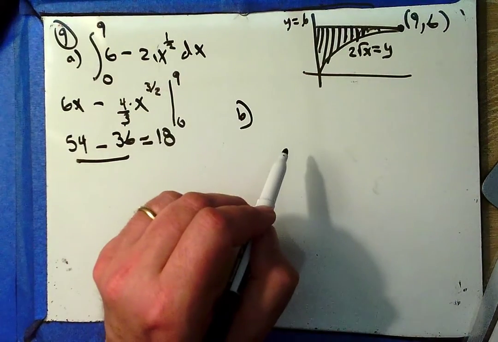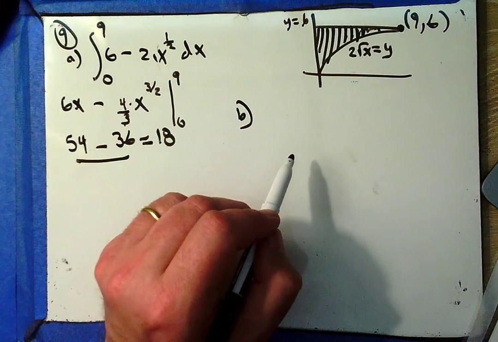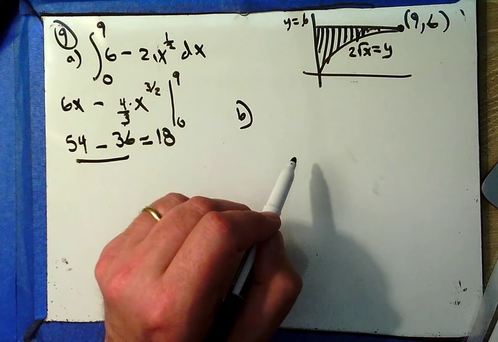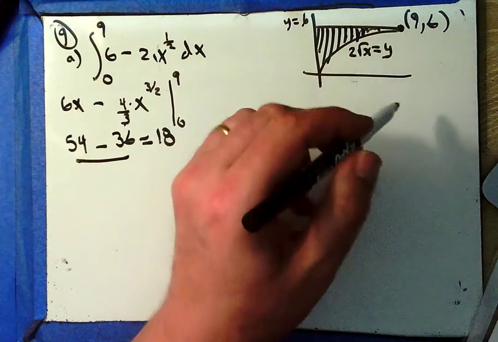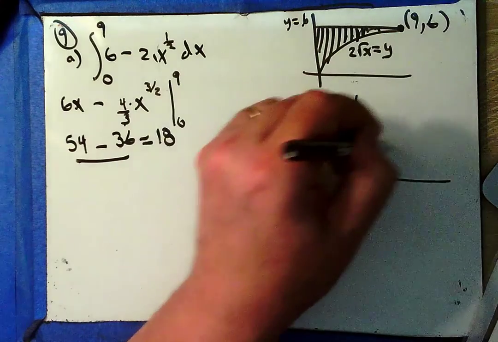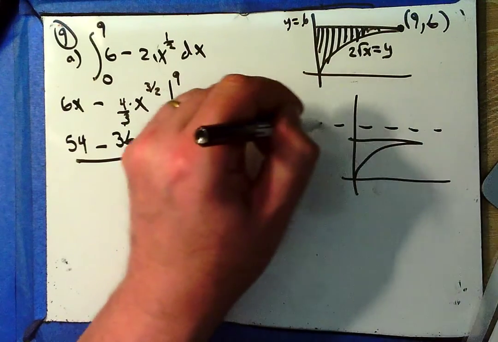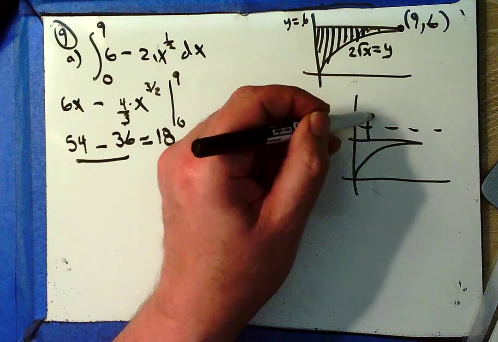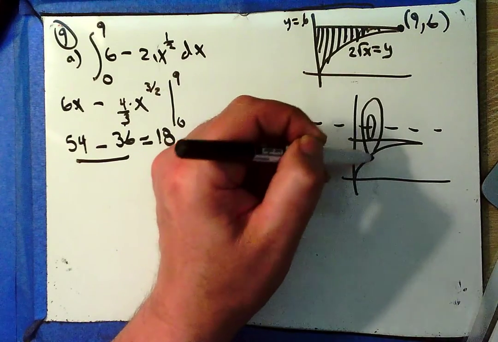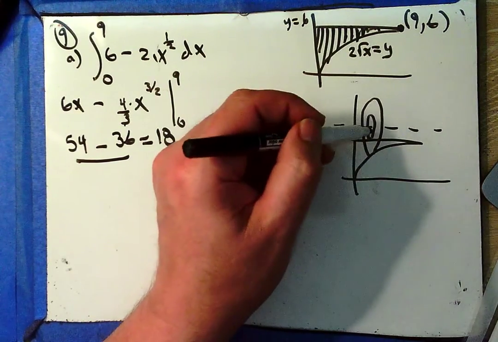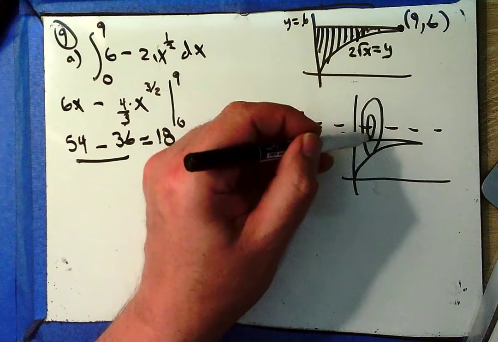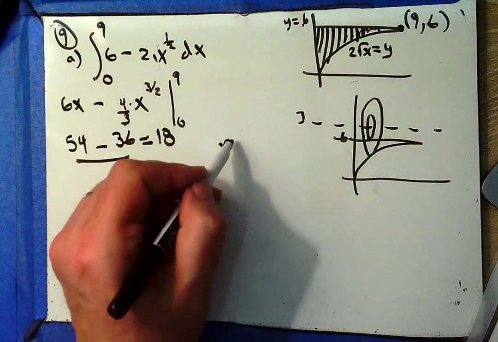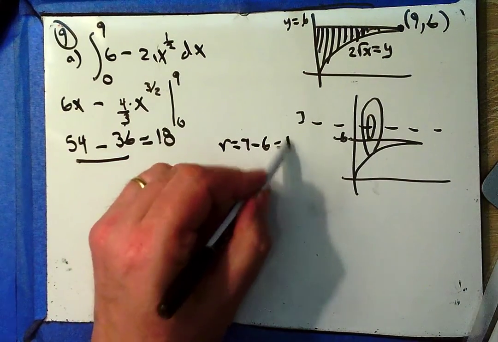Okay, part B says, write but do not evaluate an integral expression that gives the volume of the solid rotated around the line y equals 7. Okay, so y equals 7 is going to be up here. I'm going to have a little radius. I'm going to have a big radius. My little radius is 7 minus 6, this top minus this bottom. So little radius, 7 minus 6, or 1.